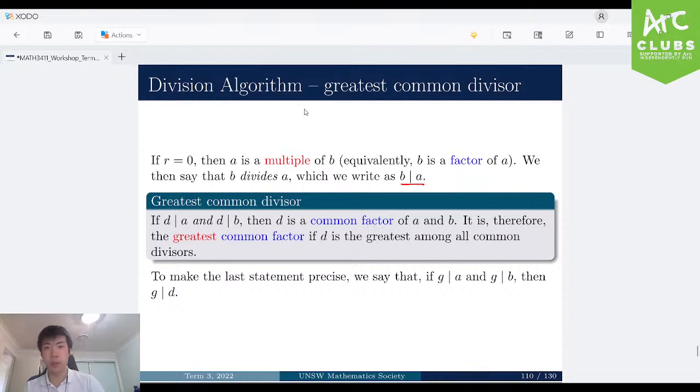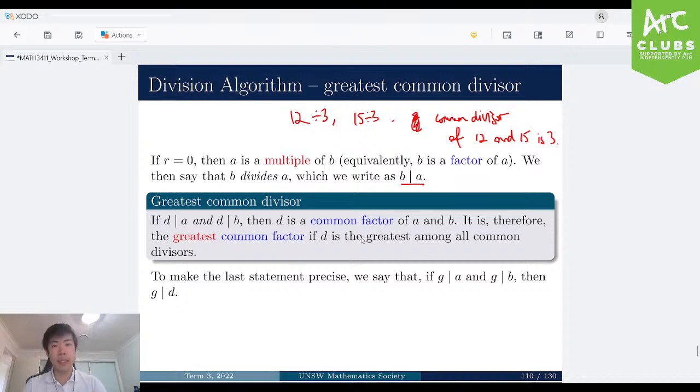That's just saying, for example, the number 12 is divisible by 3, and similarly, 15 is divisible by 3. So a common divisor of 12 and 15 is 3. It is therefore the greatest common divisor if d is the greatest among all common divisors. In this case, 3 is the greatest common divisor because there's no other common divisor between 12 and 15 that's bigger than 3.